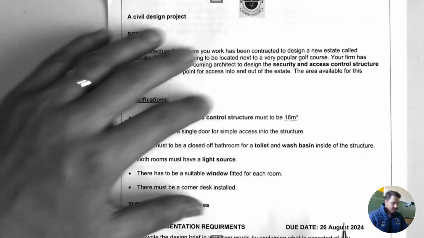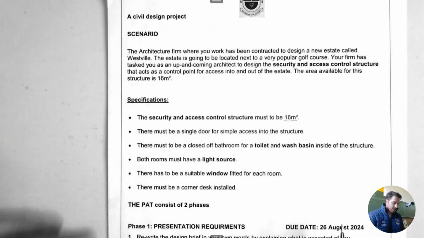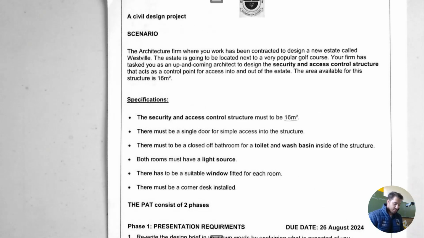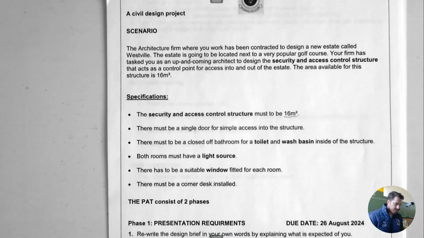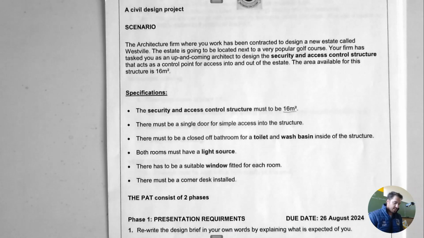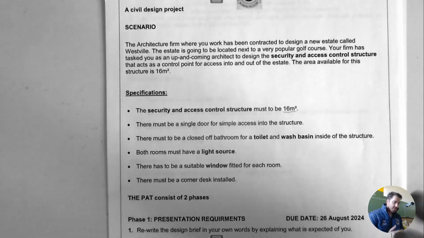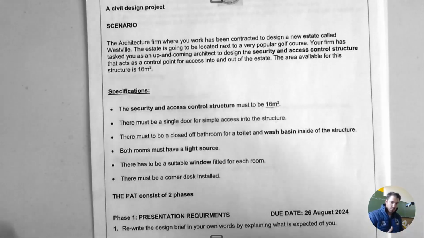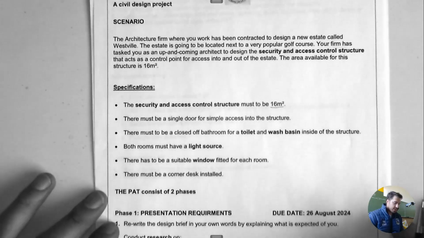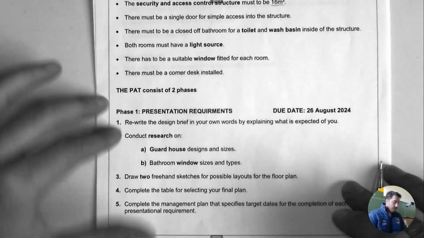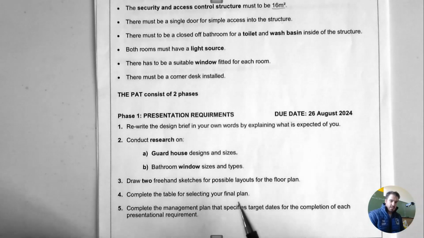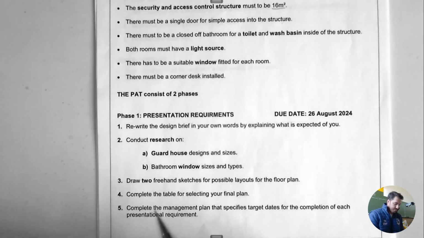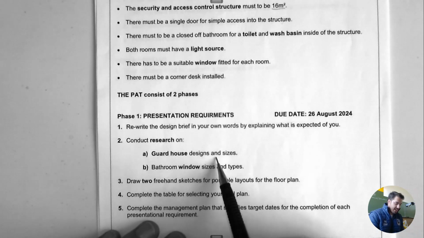You need to write this in your own words, where you explain what you have to do as an architect that has to design this building. You need to be able to say, I am an architect that has been chosen to design this building, and this is what I'm planning to do, and it has to have these fixtures in it. So you have to use your initiative, rewrite this in a paragraph, and just in your own words. Then conduct research on the following: a guardhouse design and sizes.